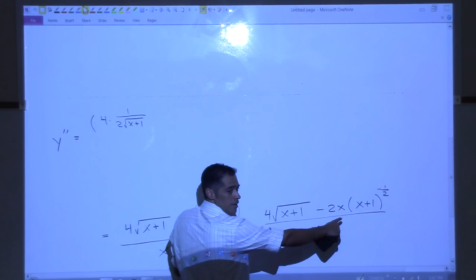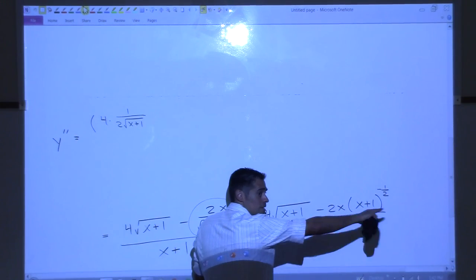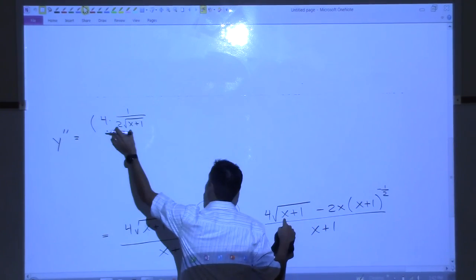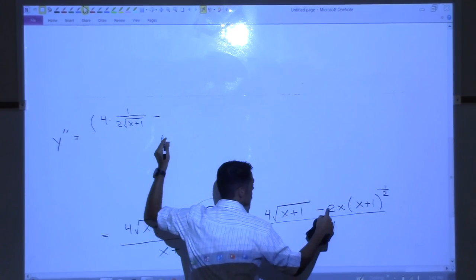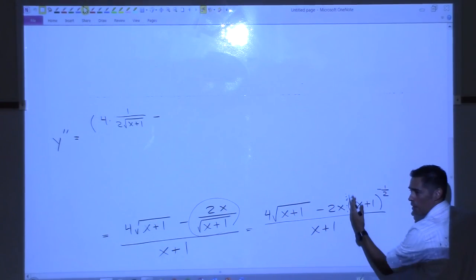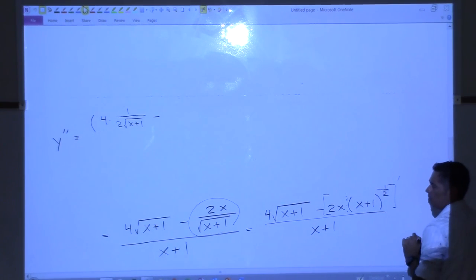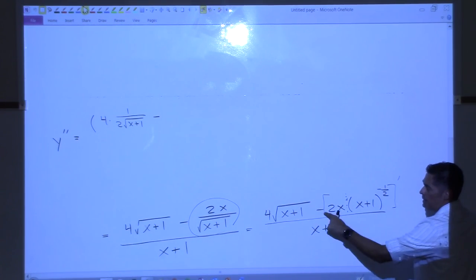Minus, now I take the derivative of that, right? All I'm doing right now is taking the derivative of the top. So the derivative of this is this, minus the derivative of this, which is a product rule. Everyone see that product? So I have to take the derivative of this right here, and that minus sign sitting in front.